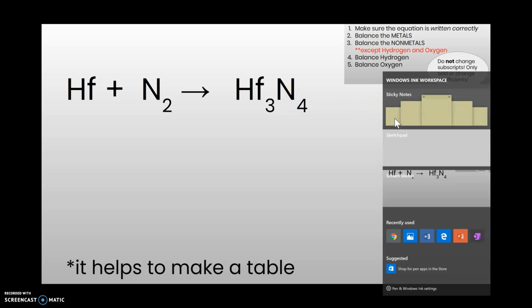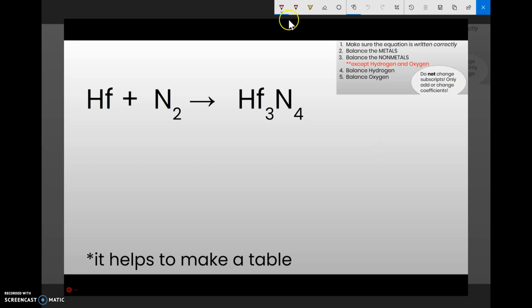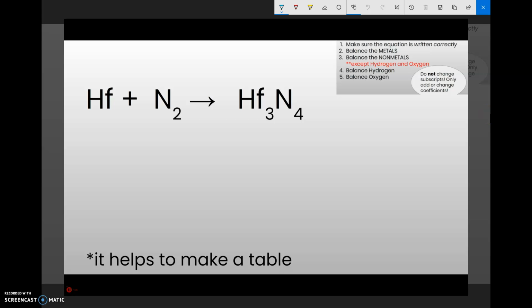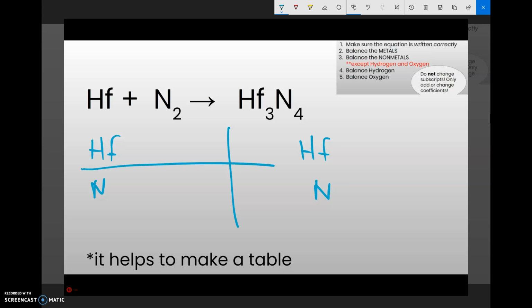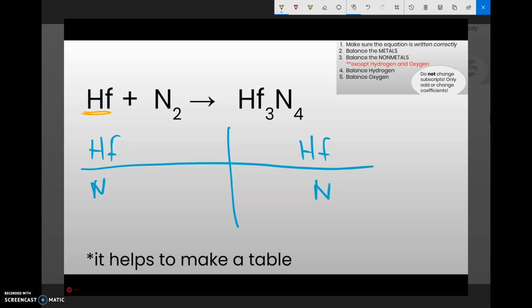Okay, how come I can't get my little pen to show up? There we go. All right, so the first thing we're going to do is make a little table. We're going to have HF and HF and nitrogen and nitrogen. So the first thing I'm going to look at is right here, HF. How many atoms do we have? Right now we have 1. On this side we have 3.